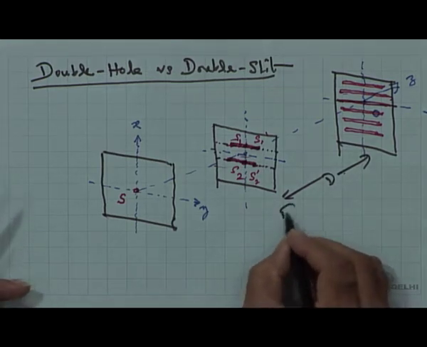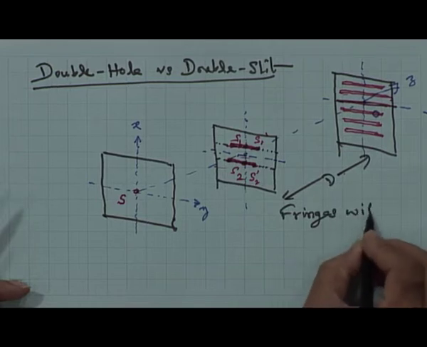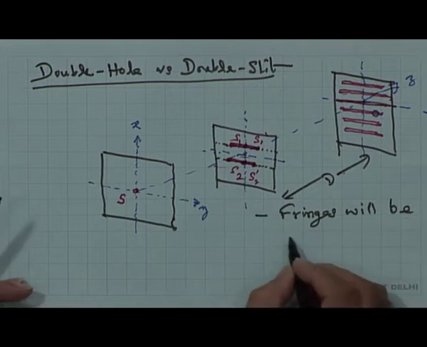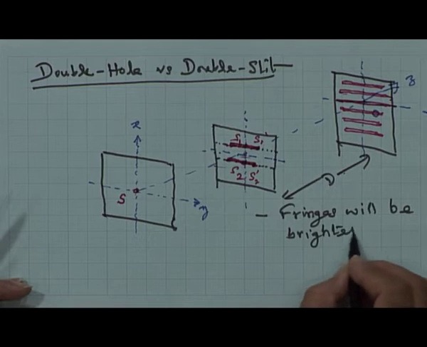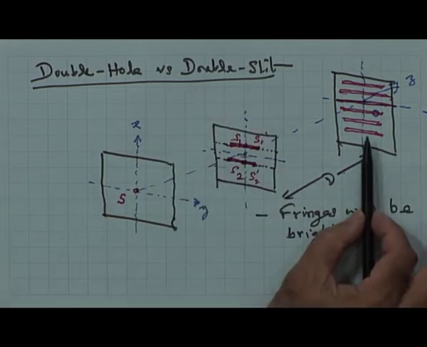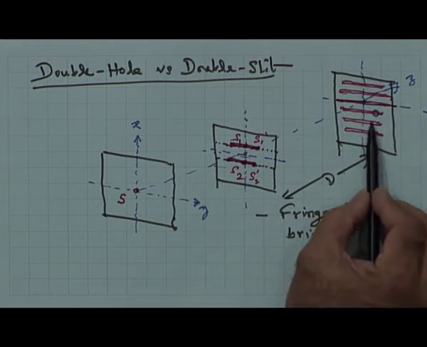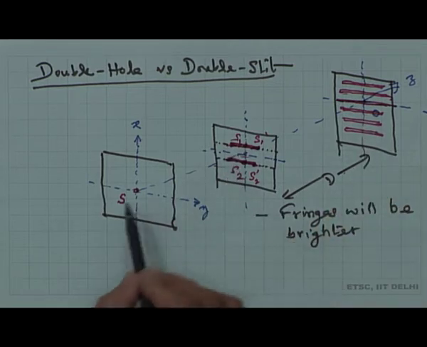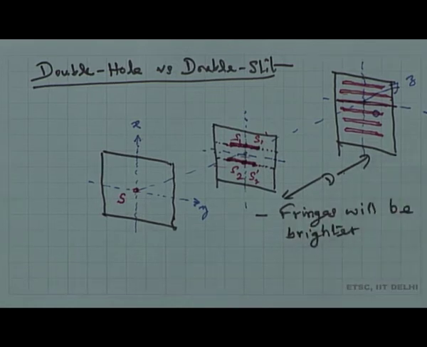So, the fringes will be brighter if we go for a double slit. Fringes will be brighter in this case of double slit. Otherwise, we will have the same fringe pattern, the same fringe separation, the same fringe width, so long as d is the same, the wavelength is the same, and capital D is the same.